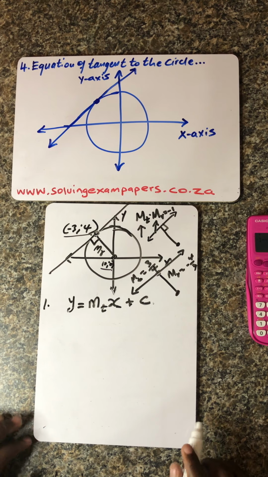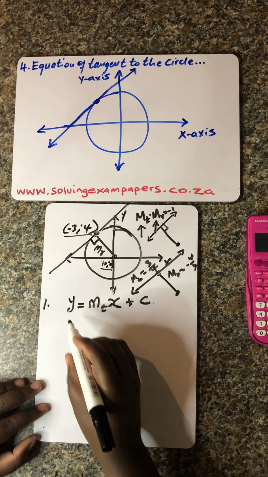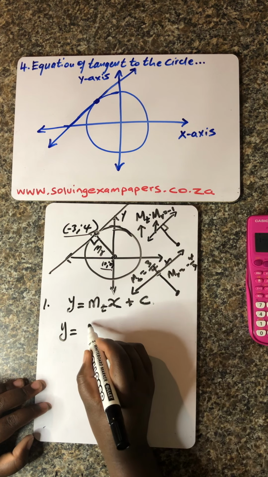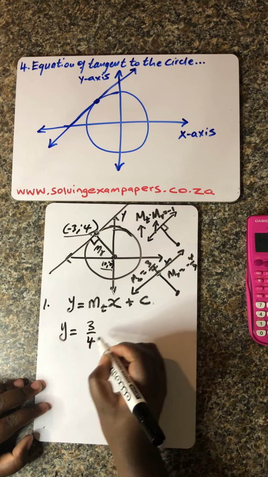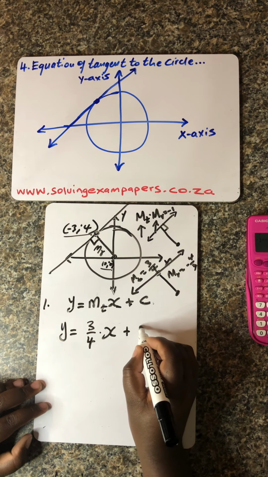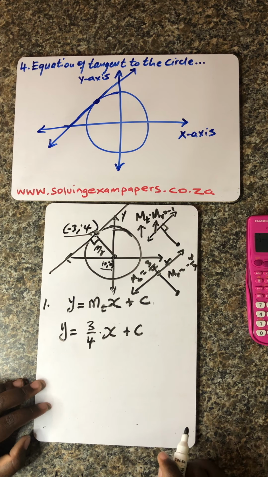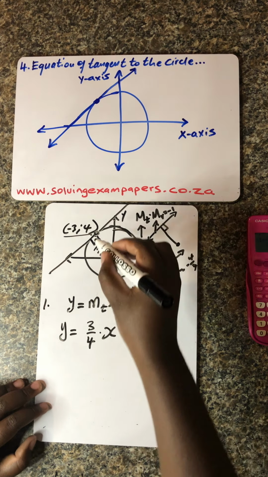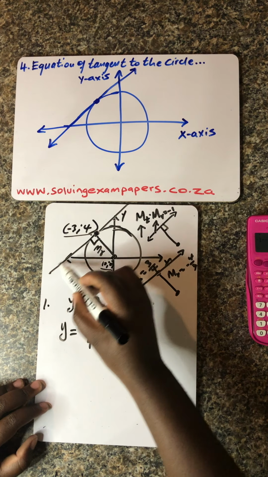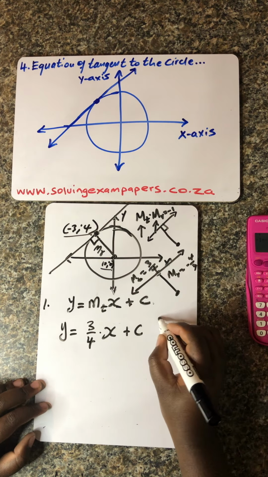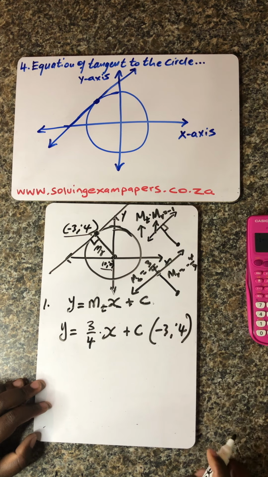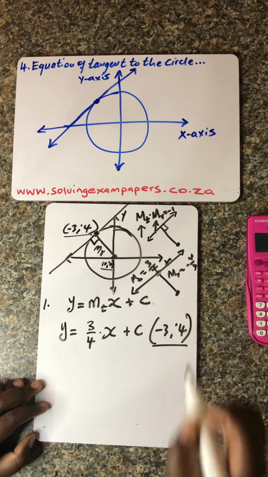Okay, so remember, y is equal to, what is m of t? It's equal to 3 over 4 multiplied by that x, plus c. So now you use that point. Why that point? Because this is a point along that straight line, a point along that tangent. Why do you need this point?